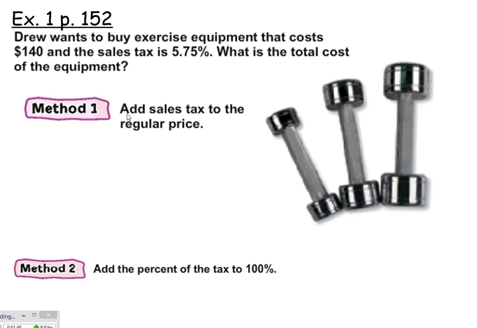So let's start with method 1. Add sales tax to the regular price. The regular price is $140. So we can start by writing down 140 is the whole amount. So we write that down. This is the whole amount. Now the percent is 5.75%.